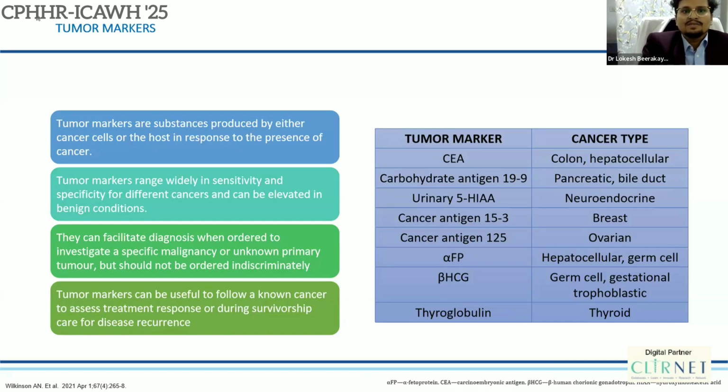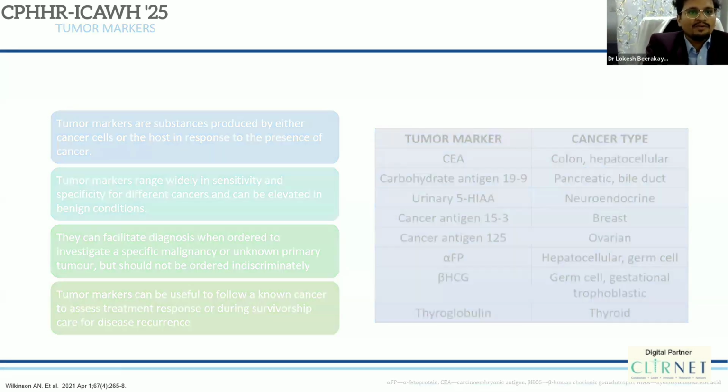So as we know, the various tumor markers are: carcinoembryonic antigen for colon and hepatocellular cancer, CA 19-9 for pancreatic and bile duct cancers, 5-HIAA for neuroendocrine cancers, CA 15-3 for breast cancer, CA 125 for ovarian cancers, alpha-fetoprotein for hepatocellular and germ cell tumors, beta hCG for germ cell and gestational trophoblastic tumors, and of course thyroglobulin as a tumor marker in some thyroid malignancies. So this is a very important step.